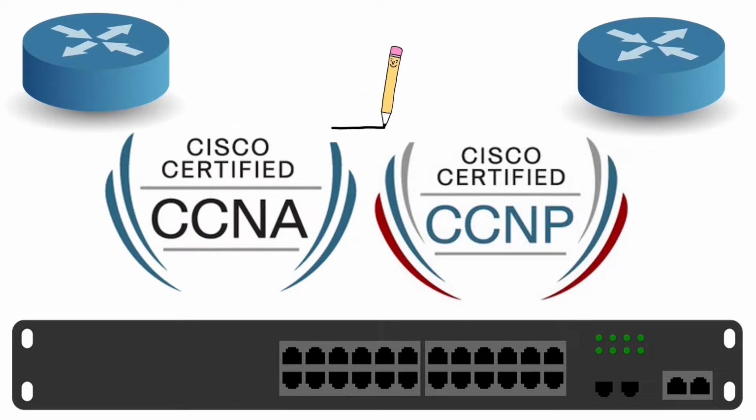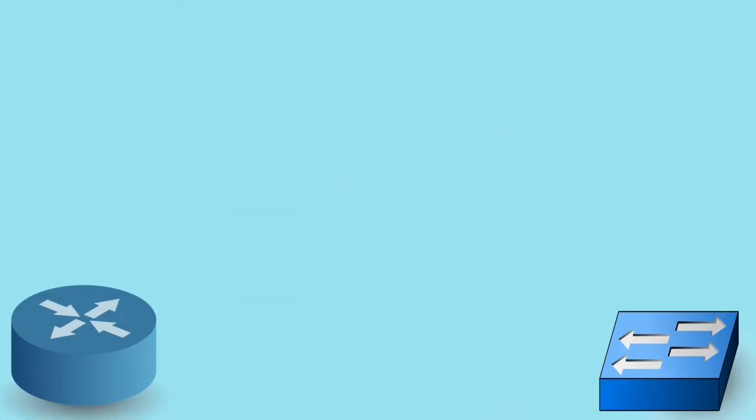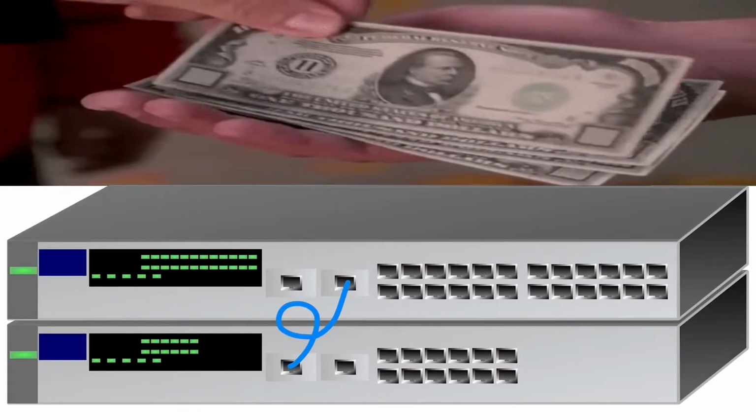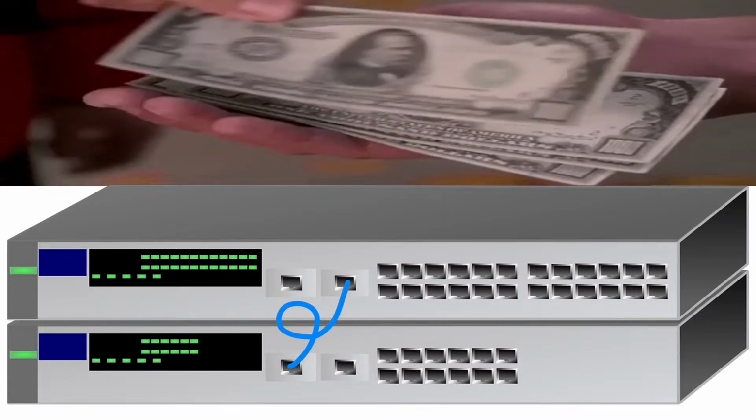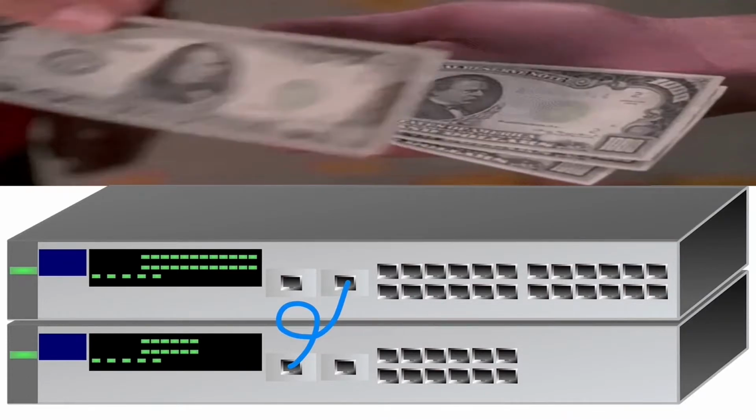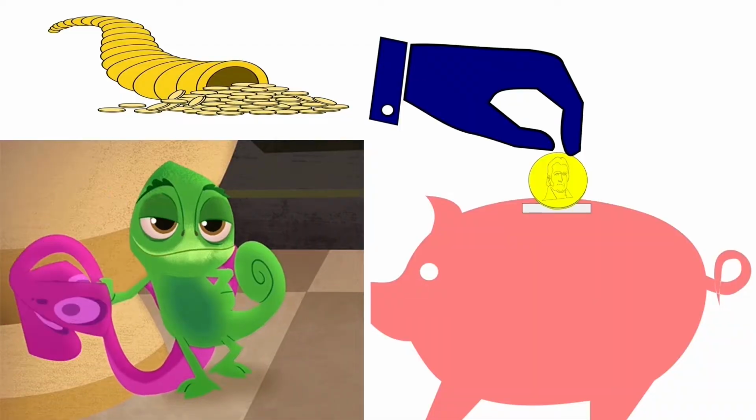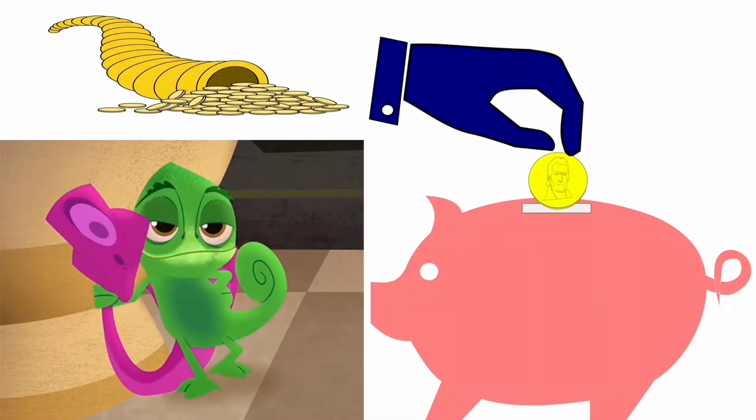CCNA and CCNP exam syllabus includes many topics you need to perform on Cisco routers and switches. Cisco routers and switches are expensive. A CCNA lab, including only essential hardware, may cost you at least $1,000. You can save this money by using GNS3.